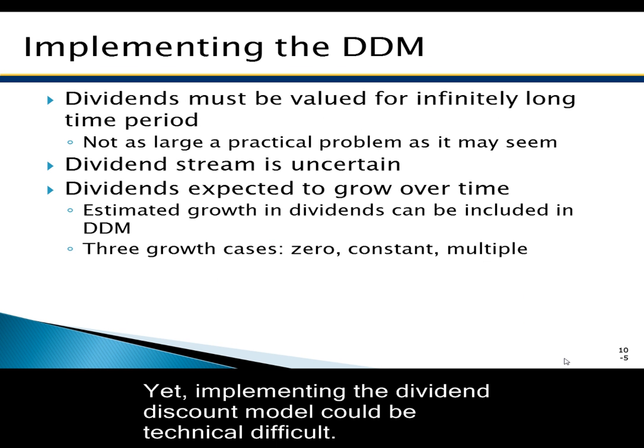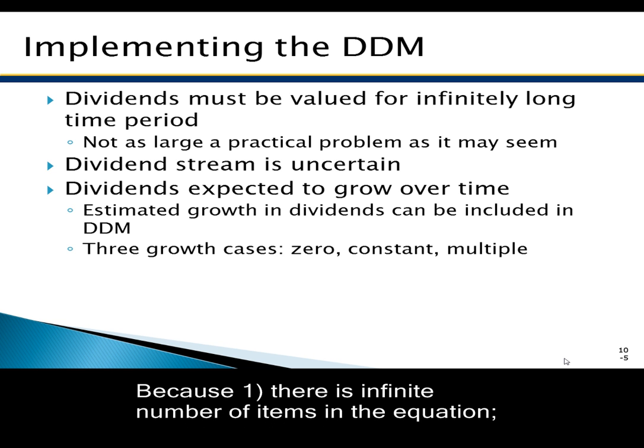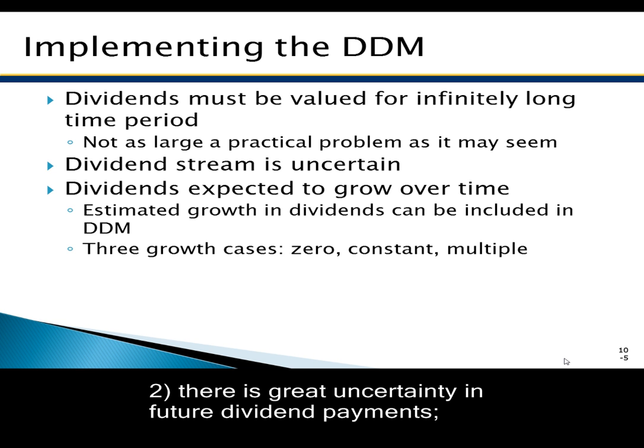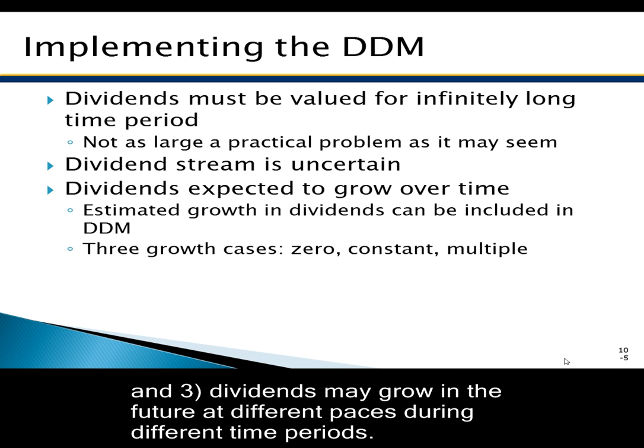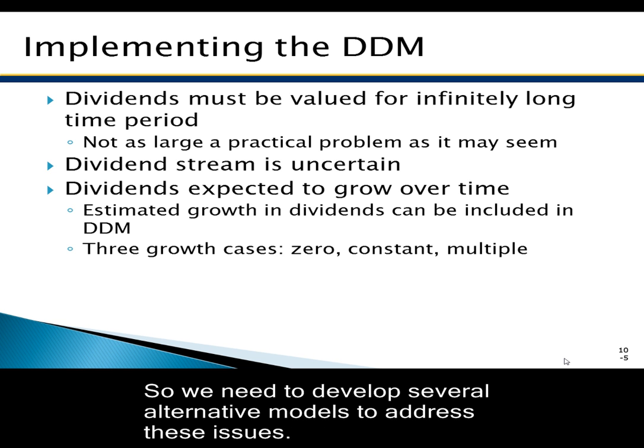Yet, implementing the dividend discount model could be technically difficult because, first, there is an infinite number of items in the equation. Second, there is great uncertainty in future dividend payments. And the third, dividends may grow in the future at a different pace during different time periods. So we needed to develop several alternative models to address those issues.